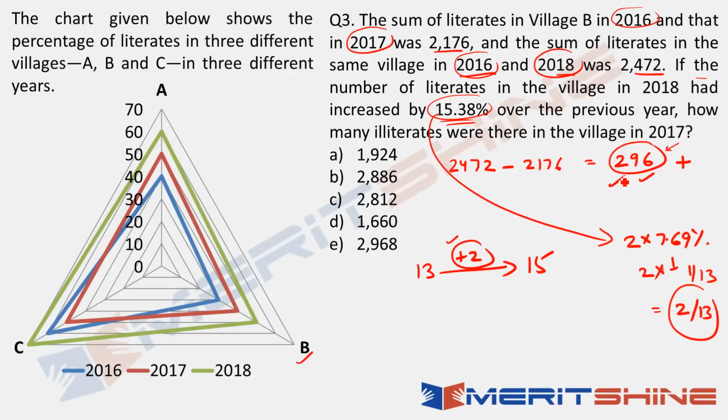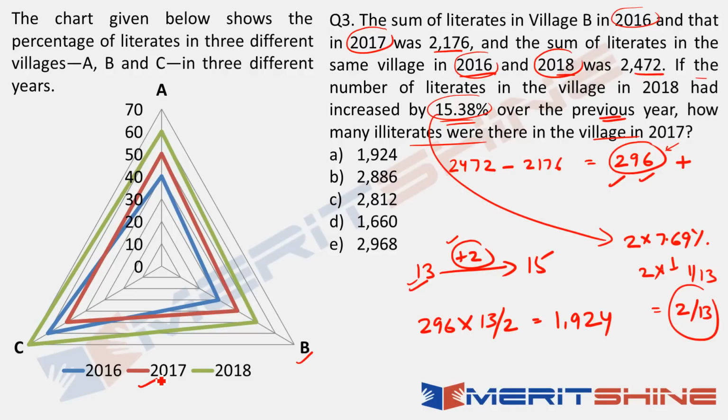So what we can get is this number, this 13. So what would be the number? 296 into 13 by 2. And what would this give us? This would give us this 13. What is this 13 representing here? 13 is representing the number of literates in this village in 2017, in this previous year. Fine. So you know that if you have to work it out, you can do that. This would be 1924.